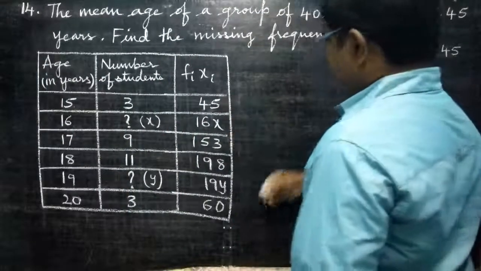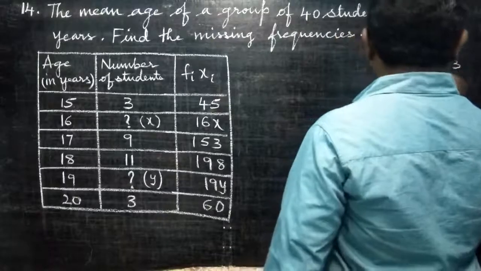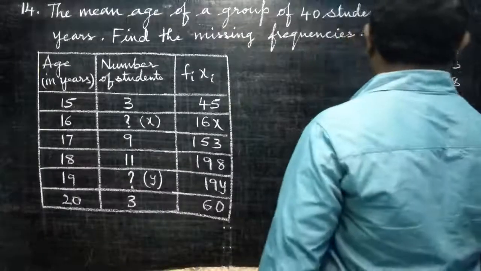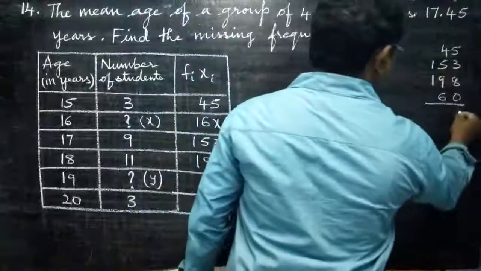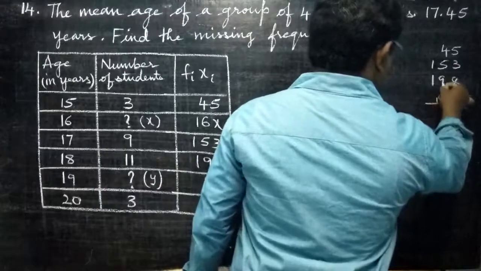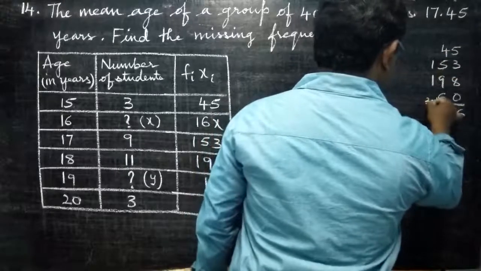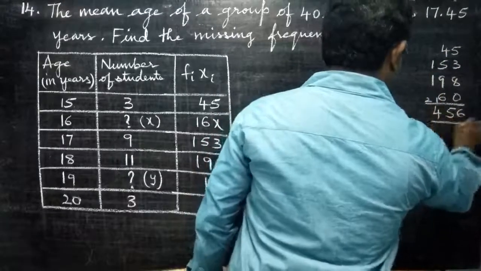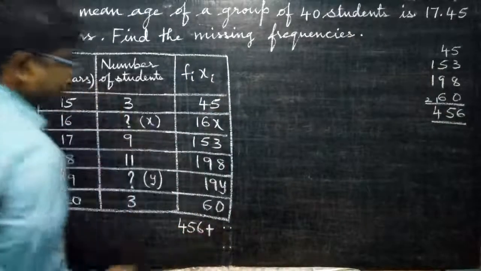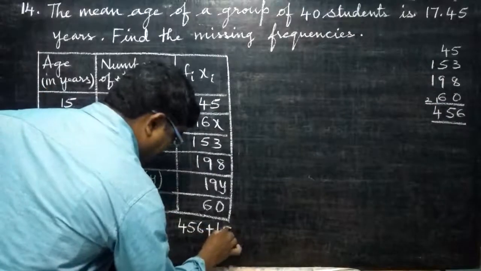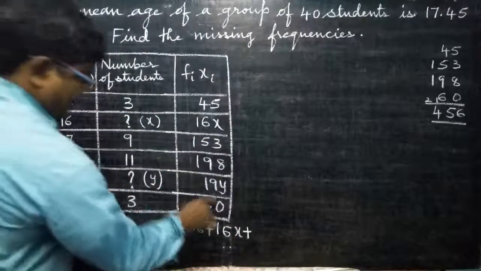Known ones you take. 45 plus 153 plus 198 plus 60. Take these 4, these are the known ones. 11 plus 5 is 16. Here 1, 16, 21, 25. 5, here 2. 2, 3, 4. How much you got means 456, plus 16x plus 19y.